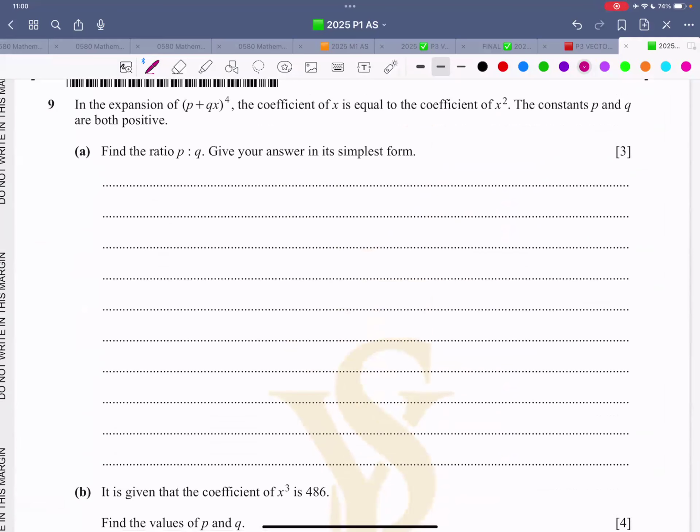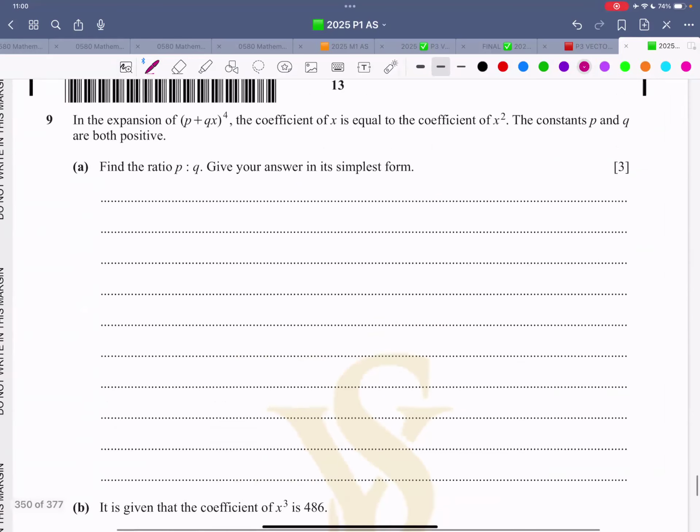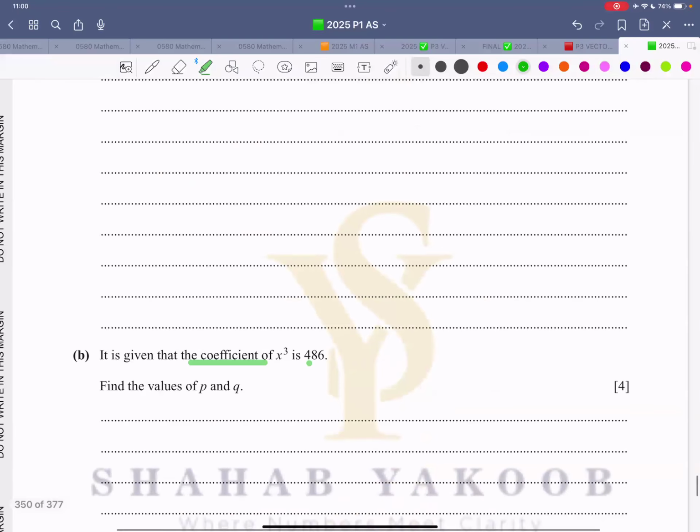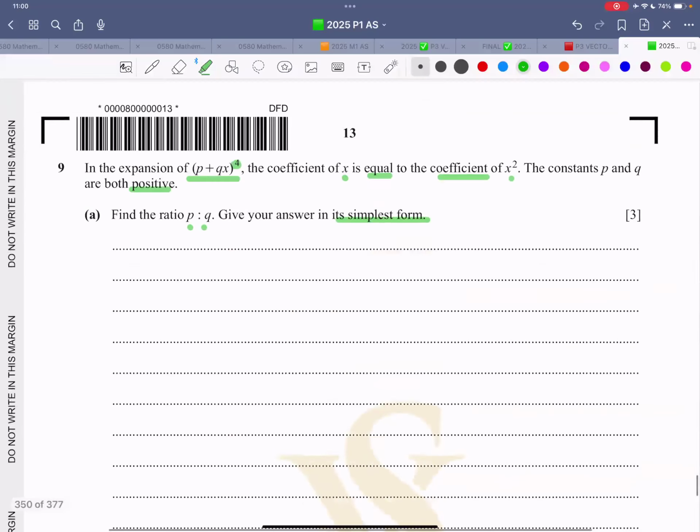Question number 9. Now it says in the expansion, let me underline things, in the expansion of this thing. The first term is a constant, power is 4. The coefficient of x is equal to coefficient of x squared. The constants p and q are both positive. Find the ratio, give your answer in its simplest form. It is given that the coefficient of x cubed is this much. Find the values of p and q.